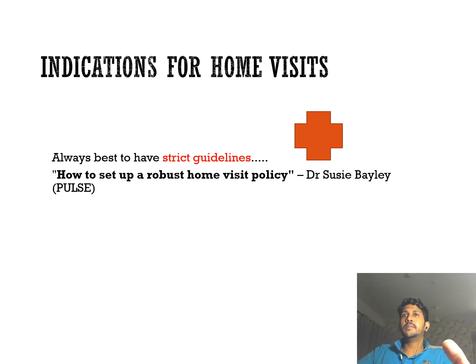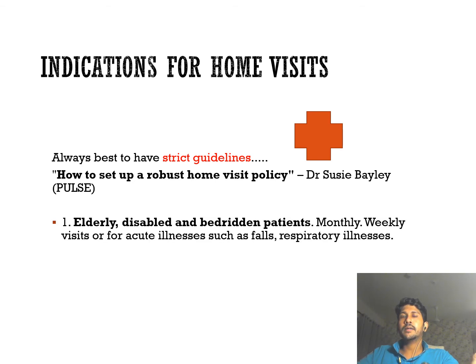So how to set up a robust home visit policy? There is a guide by Dr. Susie Bailey. So one thing is that for the elderly and disabled patients, bedridden patients, you can do routine visits, monthly or even weekly if the patient is not so good, needs frequent care, then you decide on weekly visits. Otherwise, monthly is good enough. So you decide based on your clinical experience.